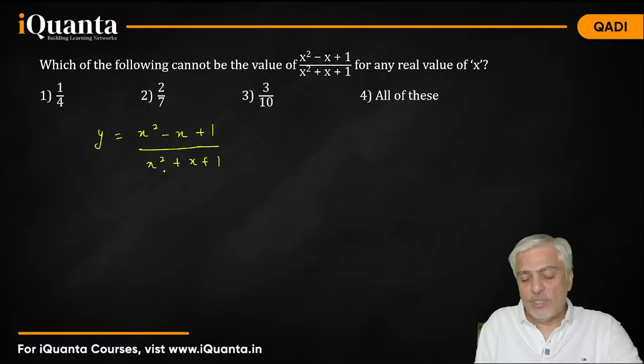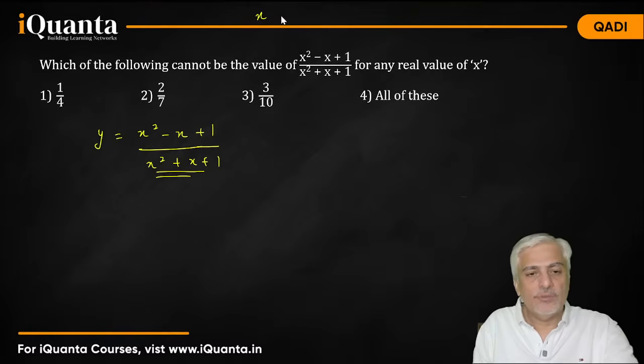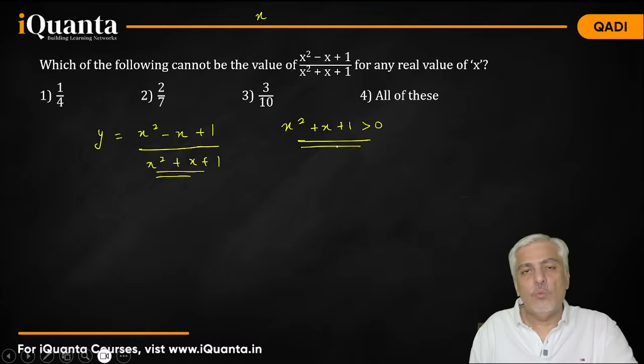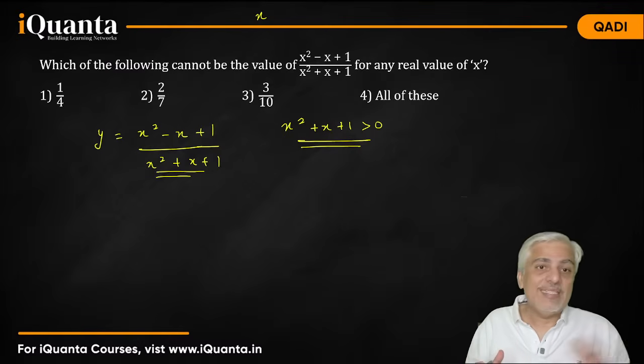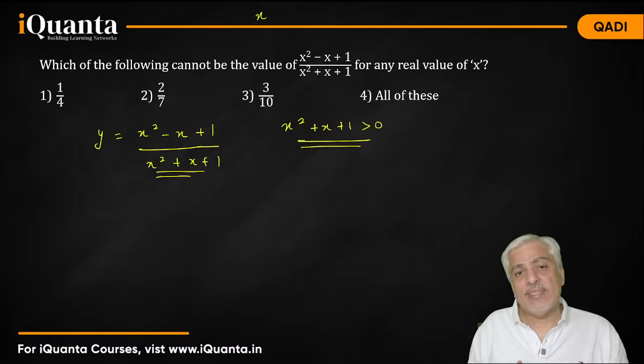Now, we should understand that this x square plus x plus 1 will always be greater than 0. I hope people understand, because if x is, say, more than 1 or less than minus 1, then x square will be greater than x. And if x is between minus 1 and 1, then x square will be less, but the positive one will take care of that part. So x square plus x plus 1 will always be greater than 0.